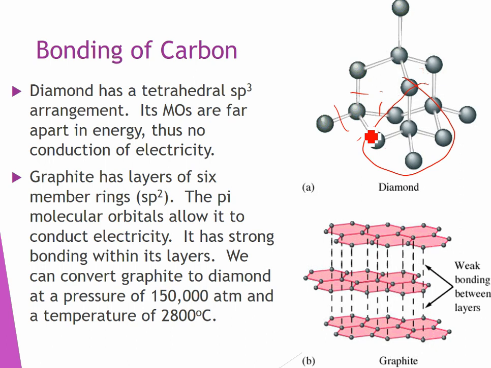Graphite has layers of 6-member rings, and they're sp2 hybridized. What you don't really see in the diagram here is that there are pi orbitals in the overlapping, and there are no double bonds, but the pi orbitals are overlapping, and that's where the electron conduction comes from in graphite. You might see people use graphite to complete circuits in different circumstances. You can convert graphite to diamond at very large pressures and temperatures.